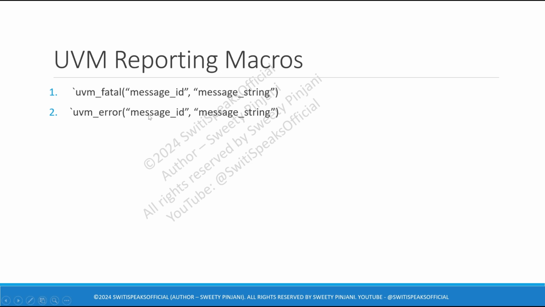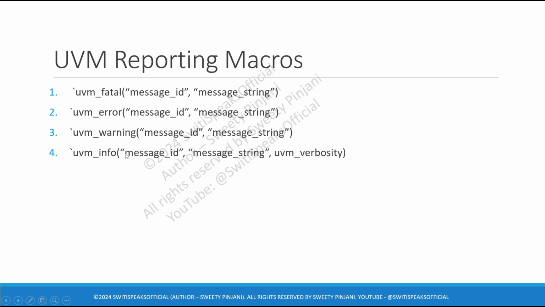Second is UVM error. It means some error has occurred. This also takes two arguments, message ID and message string. Then we have UVM warning. It indicates that some warning has occurred. There is no error, nothing serious, but some warning has occurred. And this also takes two arguments, which is the ID and the string which you want to display along with the message.